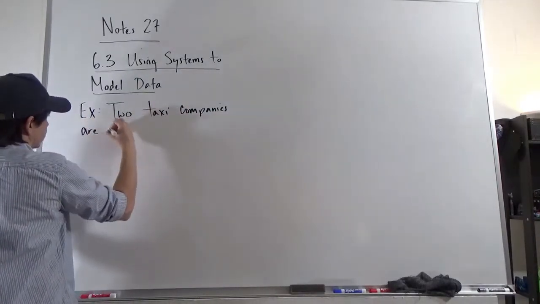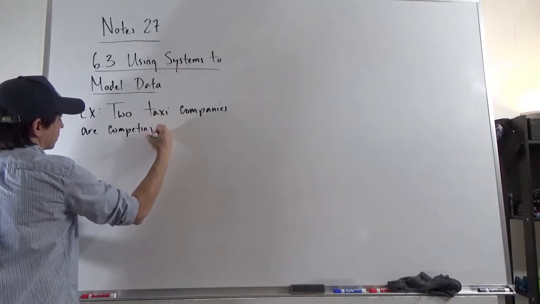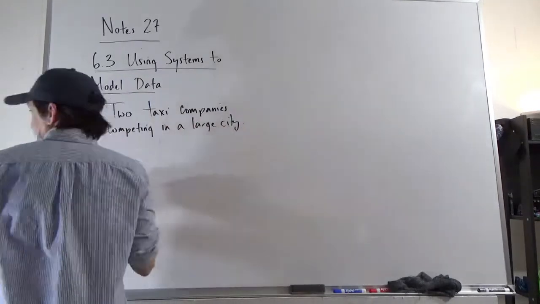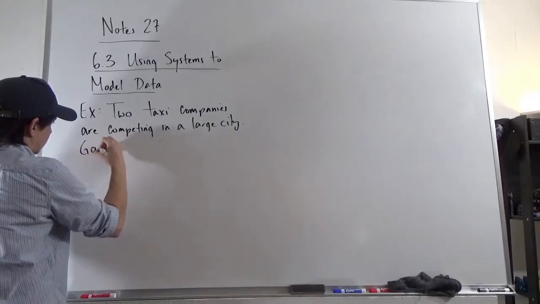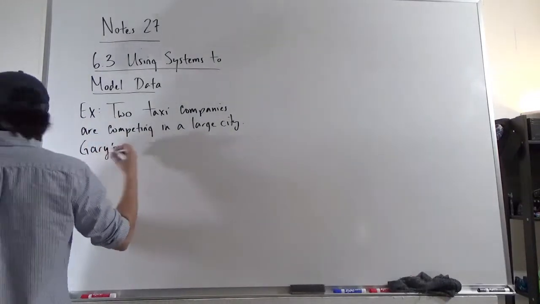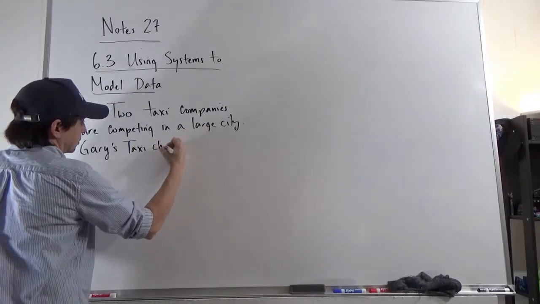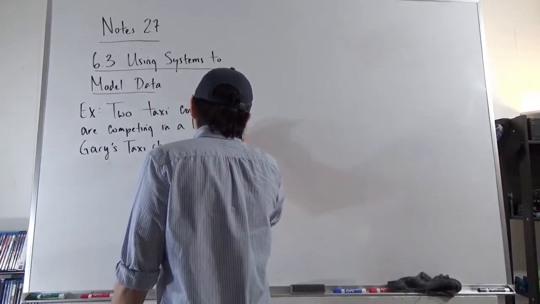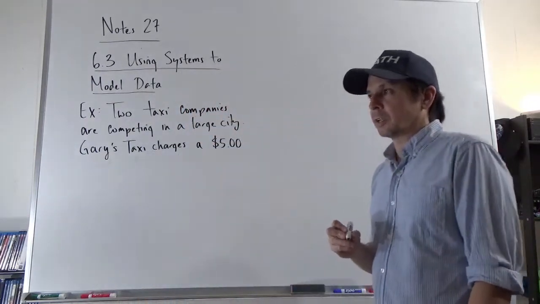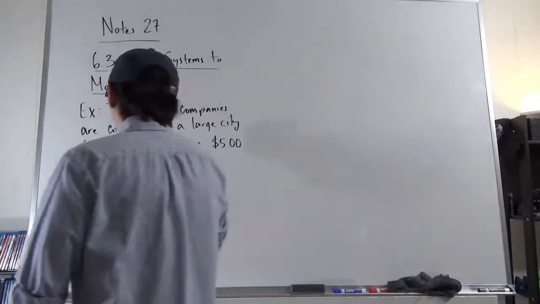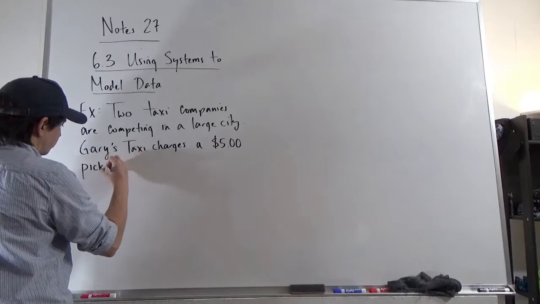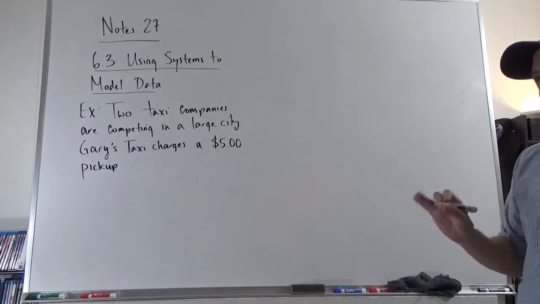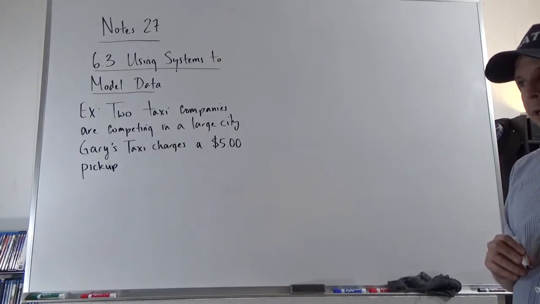Two taxi companies are competing in a large city. We're going to call them Gary's and Harry's. Gary's taxi charges, and if you've ever ridden a cab, they immediately charge you a minimum fixed fee. That's sometimes called the pickup fee. We're going to call it that. $5 pickup fee. And these are not realistic. I don't think they ever charge you $5, although maybe in certain parts of the city they do. I'm going to keep nice round numbers that we can get our heads around.